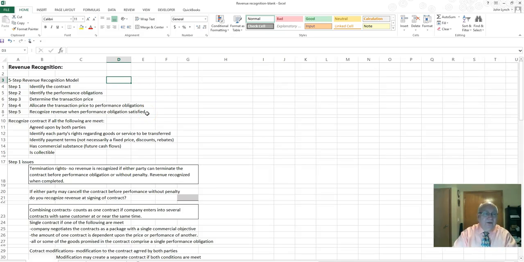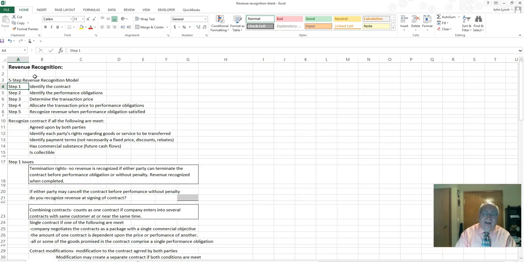Want to welcome everyone to the revenue recognition. We're going to cover the new guidelines that FASB came up with, and they worked about 10 years with the IFRS to come up with these guidelines so that they're really in compliance with each other. We have a 5-step approach for revenue recognition model.